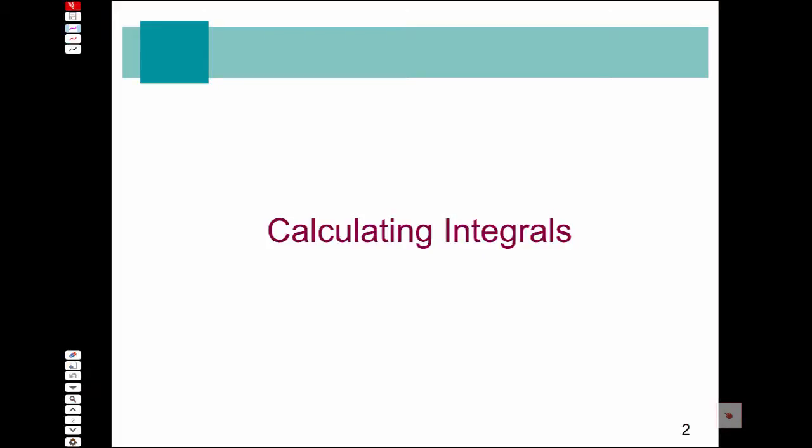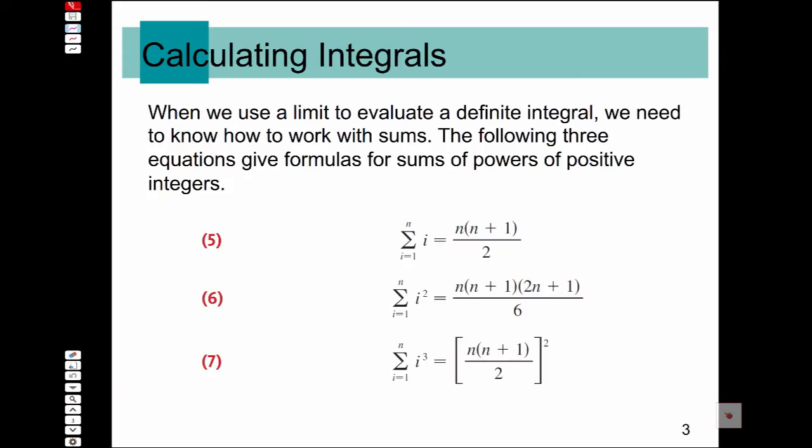Here we'll work through an example where we calculate a definite integral using the definition that a definite integral equals the limit of a Riemann sum. In order to calculate definite integrals using this definition, we first need to review some properties of summations. The following three equations give formulas for the sums of powers of positive integers, and these are often very useful when we're calculating the limit of Riemann sums.